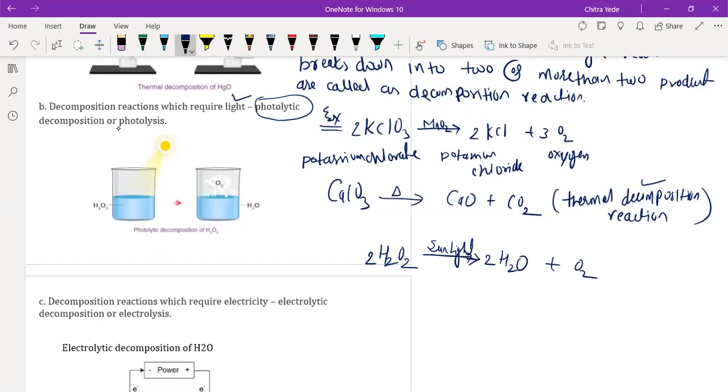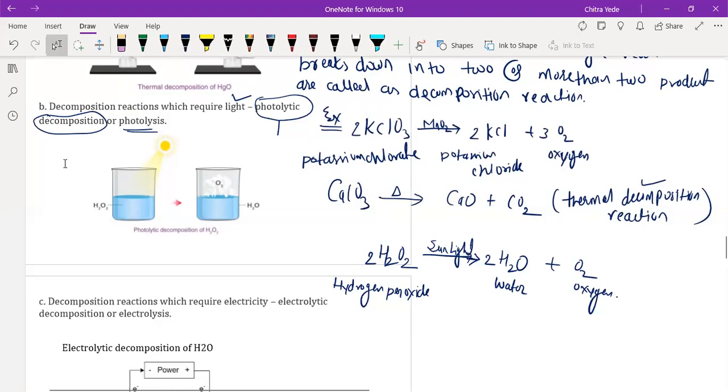So for the decomposition of hydrogen peroxide, I'm going to write the names also. Hydrogen peroxide gives water and oxygen gas. Here light is used, that's why it is called a photolytic decomposition reaction or photolysis. Okay, understood?